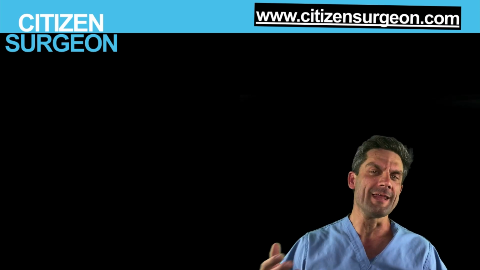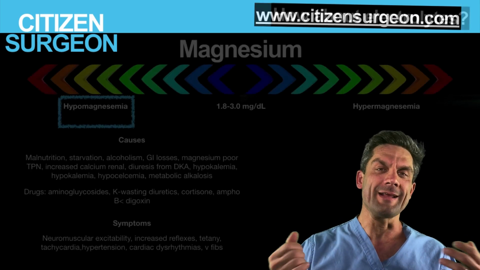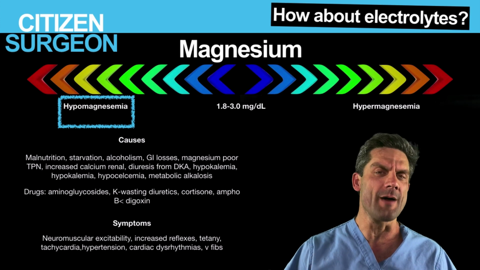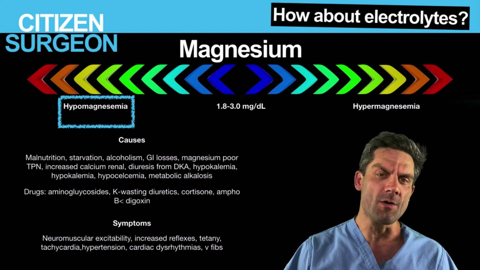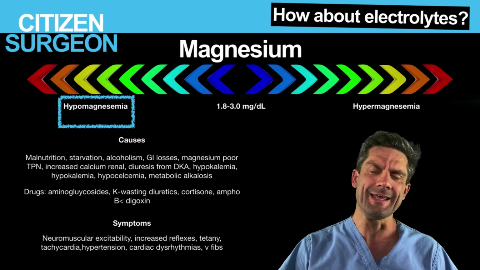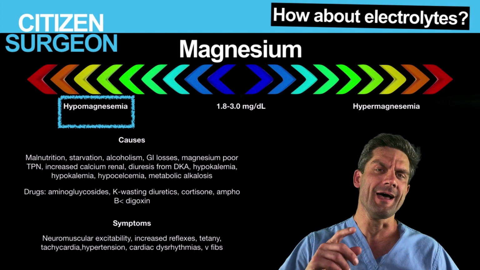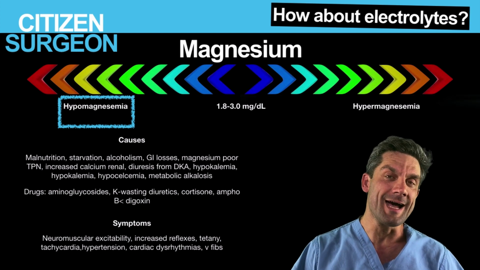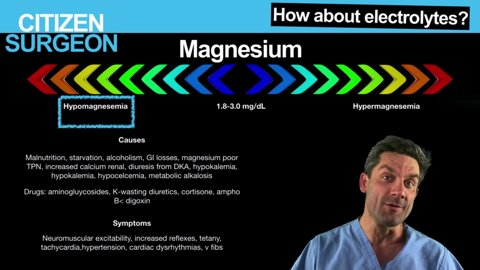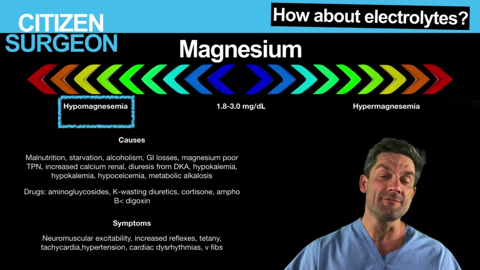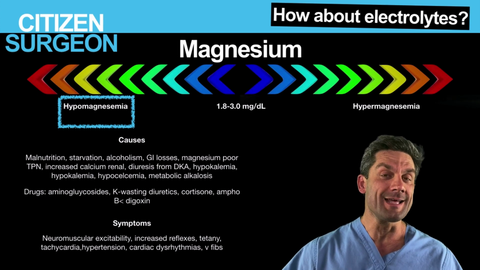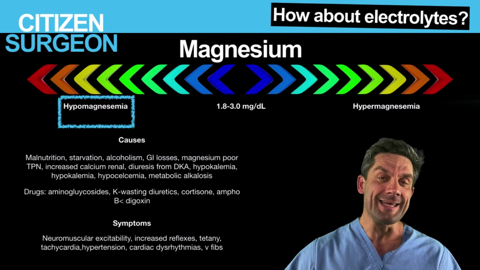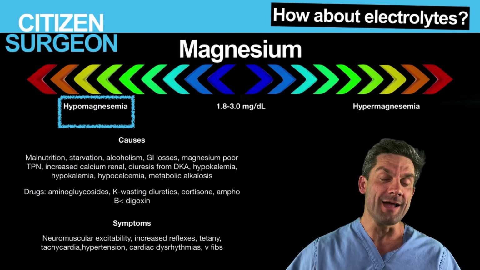So we can go through the next few a little quicker. So magnesium, hypomagnesemia. This is common in patients that are abusing alcohol, and can also be seen in malnutrition, starvation, when you're given TPN, and from different drugs such as aminoglycosides and potassium-wasting diuretics like Lasix. Now the symptoms of having low magnesium would be things like neuromuscular excitability, increased reflexes, tetany, tachycardia, high blood pressure.